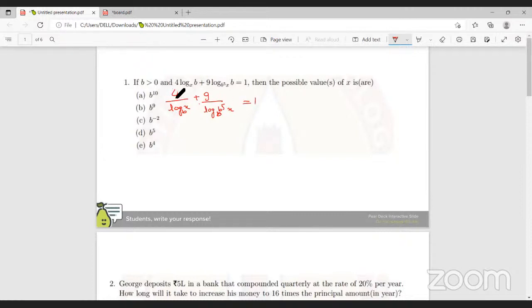Then we applied the property of log of a product. So log x base b plus 9 upon log base b of b and 5 plus log base b of x. Then simplify. Take log base b of x equal to t. Then we simplify, sir.